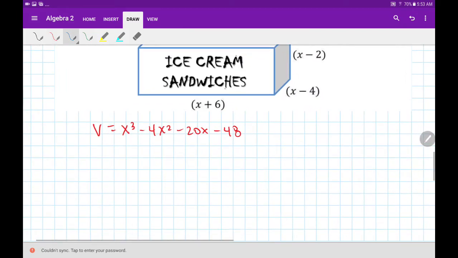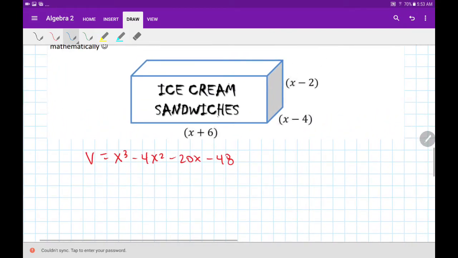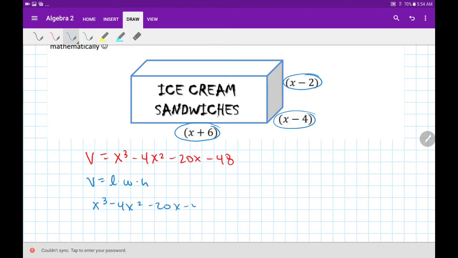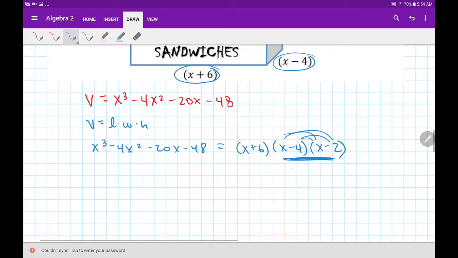So we could do one of 2 things. One of our options is, since we know that volume equals length times width times height, well, we can multiply all of these together, representing our length, width, and height, and see if this statement is true. If our volume does indeed equal our x plus 6 times x minus 4 times x minus 2, and we'll multiply this all out. Whoops, not like that. Remember, we'd focus on the last 2 terms first. Okay, and then you would go from there.